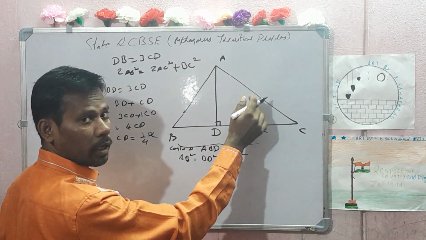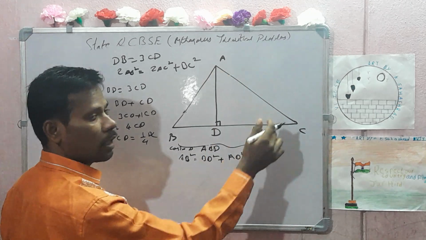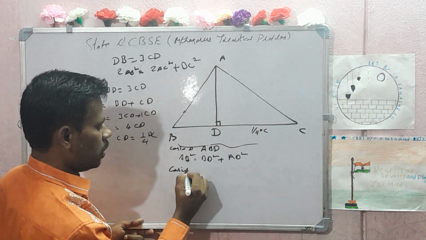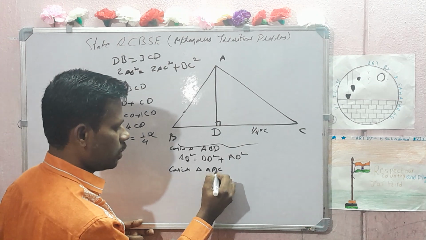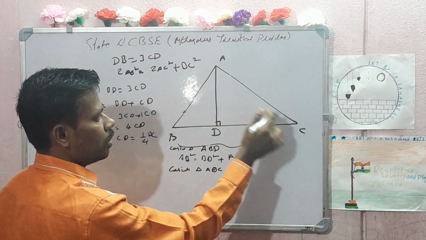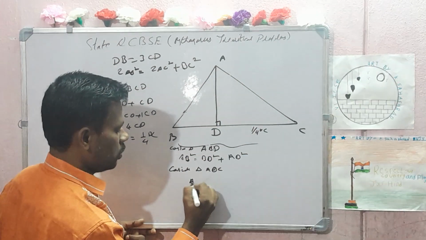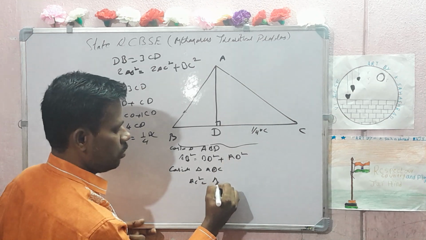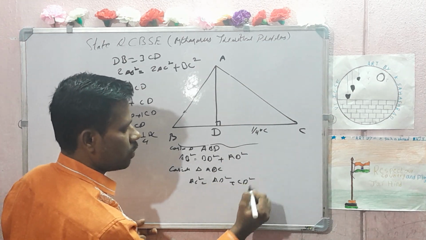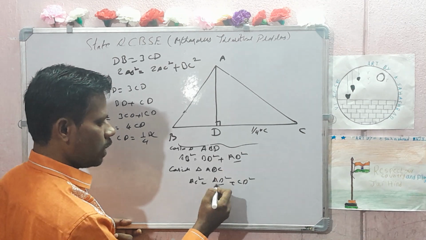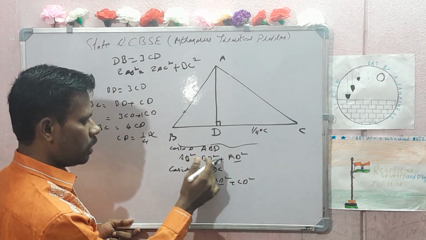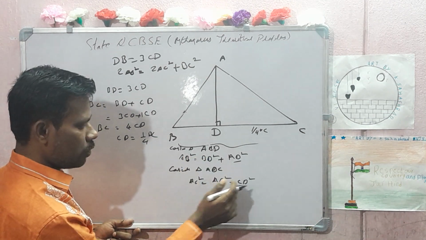again consider this triangle. Consider triangle ADC, right? Consider triangle ADC. Now in this, this is the hypotenuse. AC square is equal to AD square plus CD square, right? Now here AD square both are same, no? So bring this here and here, bring this here.